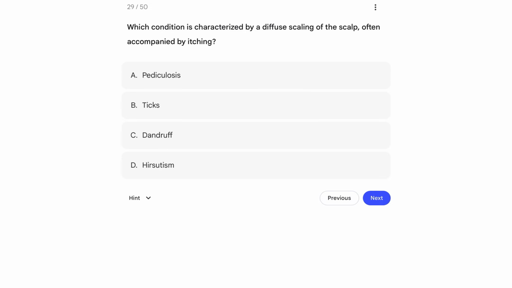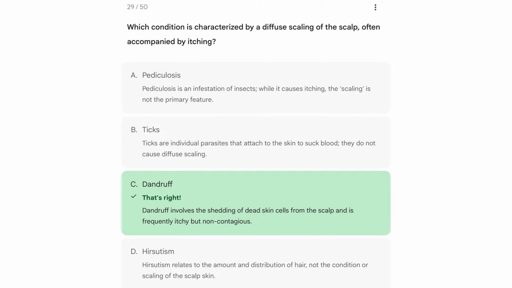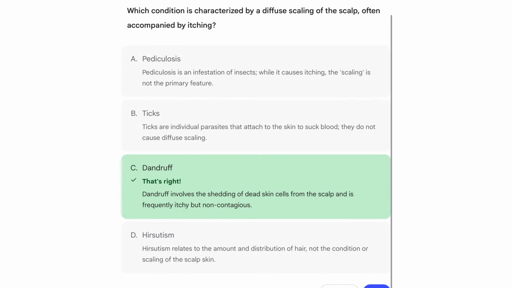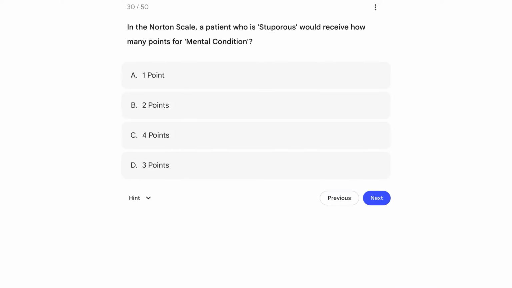Clear? So, then the answer is option C, that is dandruff. You gave the correct answer. Good. So, it is dead skin cells. Okay, dandruff is dead skin cells. Last question about the Norton scale. In the Norton scale, a patient who is stuporous would receive how many points for mental condition?